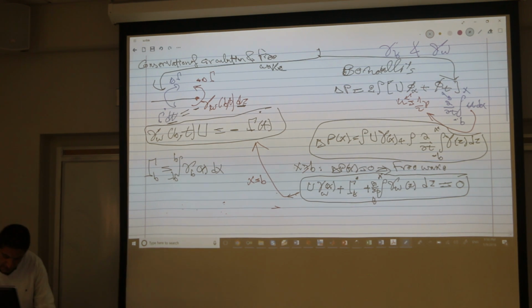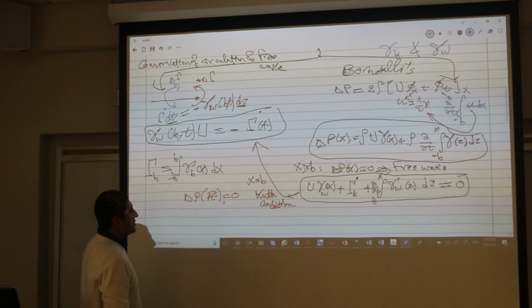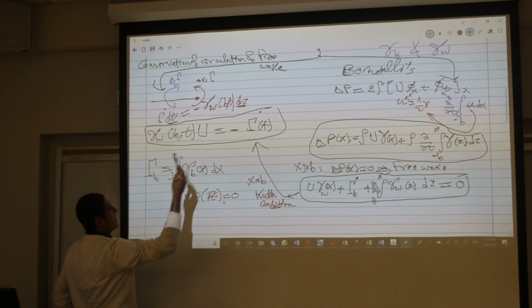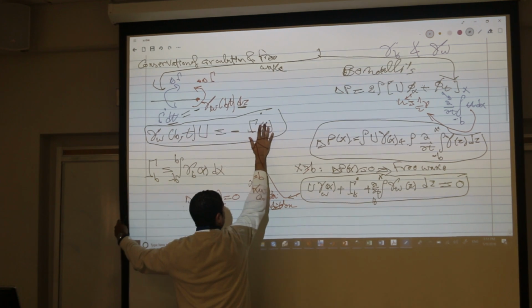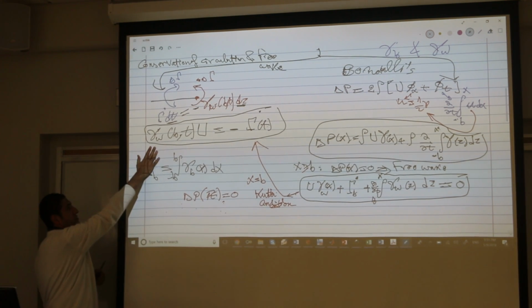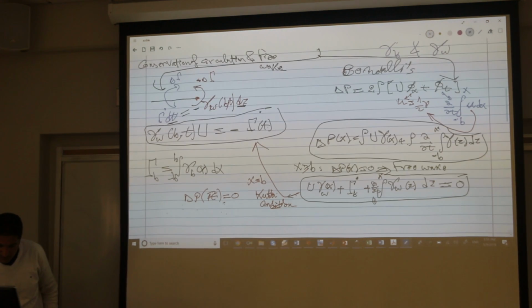From here to there, yes, I substitute x equals b. And I'm saying that this is the condition, because you said that delta P at the trailing edge is 0. So anyway, we got this relation, which relates what? It relates the wake circulation distribution at the trailing edge to the bound circulation.